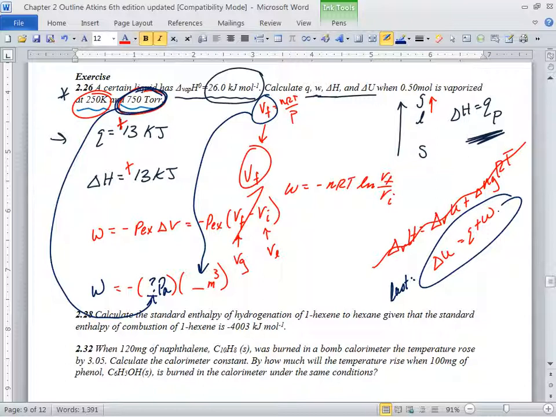Okay? Q is positive, right? Because it gained. It's absorbing that heat from the surroundings. It had to get it from somewhere. Okay. Does that make sense for 26?